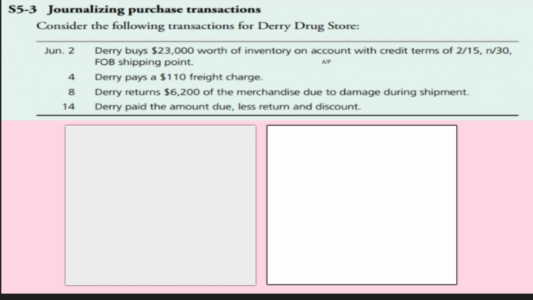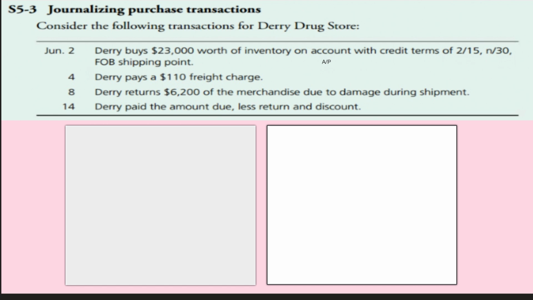FOB shipping point, what does that mean? It means the seller is not responsible for the goods once it leaves the shipping point. So who's gonna pay for the transportation? The buyer, which is Dairy in this case. I'm the buyer, so I'm gonna pay for the shipping cost. I will pay for the transportation cost, and we're gonna add it to the inventory cost once it's paid.